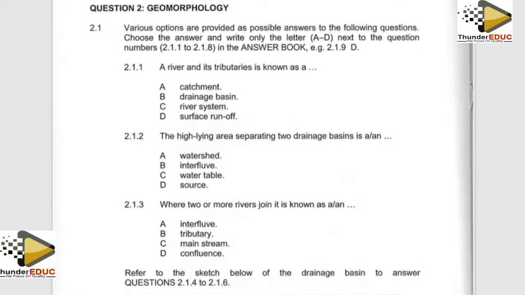Question 2, the first question says 2.1.1. A river and its tributaries is known as what? We're looking at the river and its tributaries, so it means it's a system. Okay, if it had the word area or a zone, it would be a drainage basin. But since it's a river and its tributary, it becomes a system. So 2.1.2, the high-lying area that separates two drainage basins, it becomes a watershed, which is A now. Okay, where two or more rivers join, which one is that? They join where we have a confluence. So the answer becomes D.